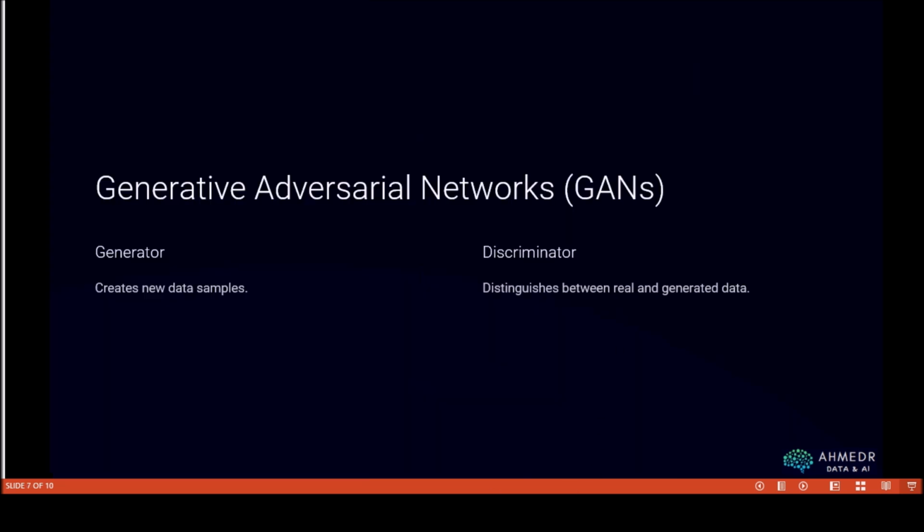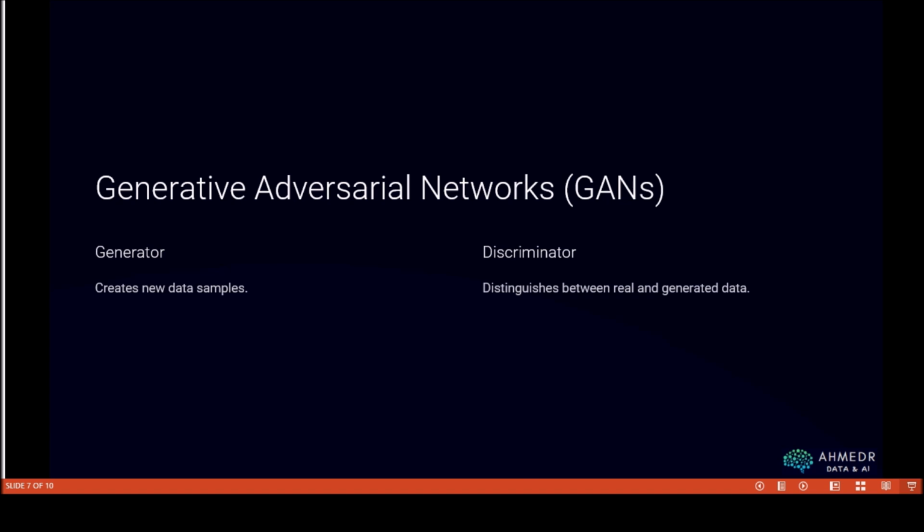Next, let's talk about Generative Adversarial Networks, GANs, which are designed for generating new data. GANs consist of two neural networks, the generator and the discriminator, that are trained together in a process of competition. The generator creates new data while the discriminator tries to distinguish between real data and fake data produced by the generator. A real-world example here is AI-generated art and deepfakes.